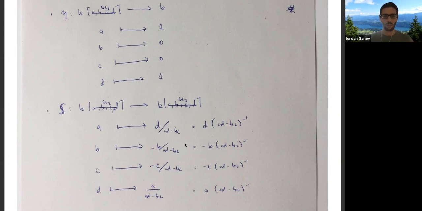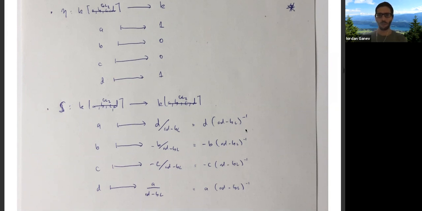At first I wrote divided, but it's better, because we're working in some abstract field, to write it this way. As an algebra, it's still commutative, so the order doesn't matter. Okay. Is that good so far? Any questions?